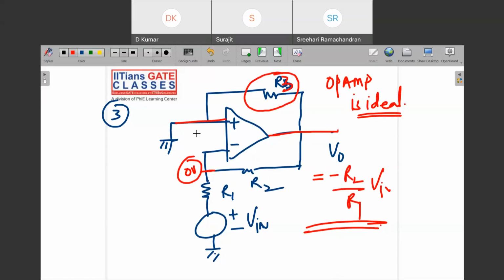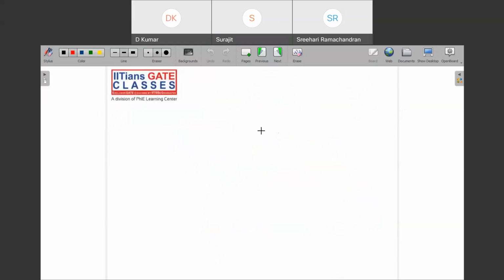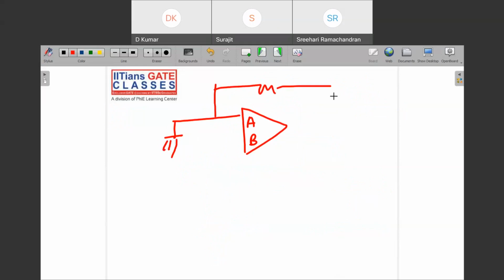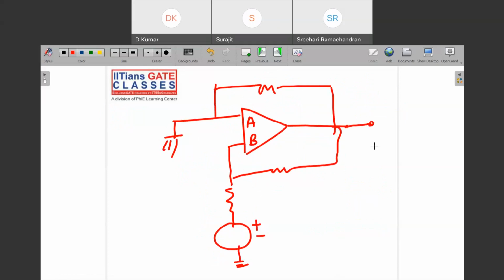So don't get misled. That's why most of the time, whenever they ask this kind of question in interviews, suppose this is A, this is B, and this is grounded here, and there is a resistance connected to it. And this is a resistance, and there is a supply again, and there is a resistance, V0. These are the three resistances. Suppose this is R1, this is R2, and this is R3. They will ask you the sign of the op-amp under negative feedback.